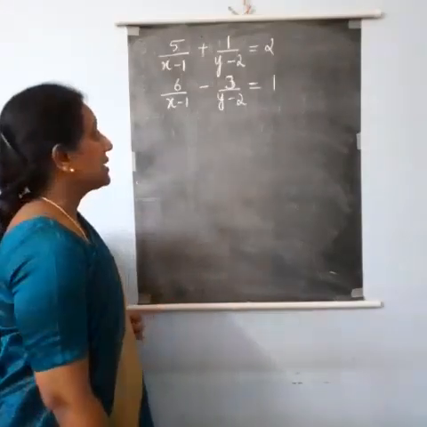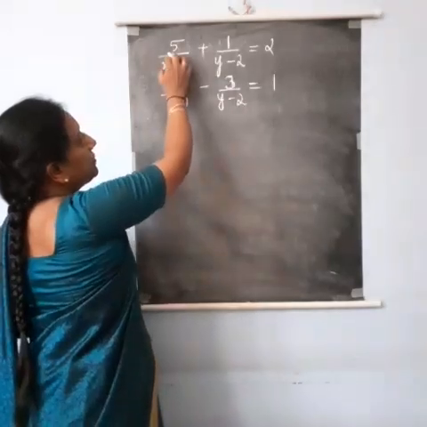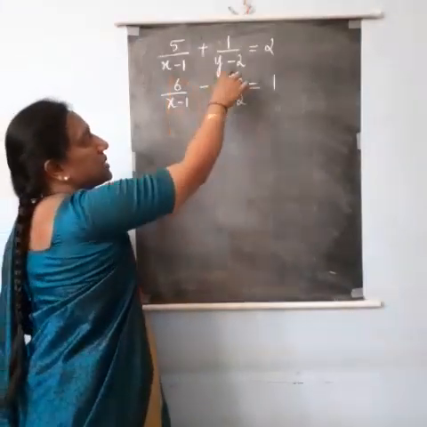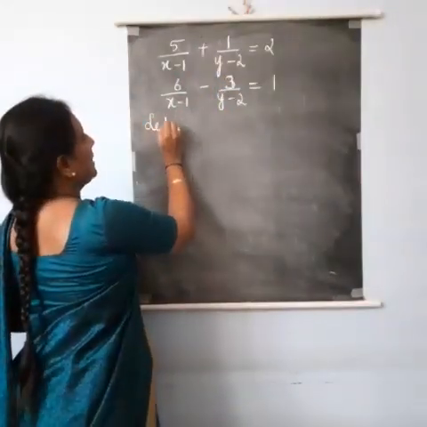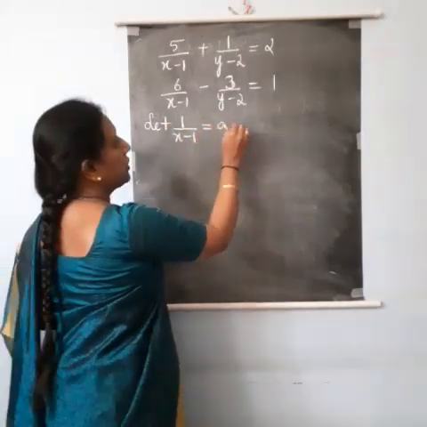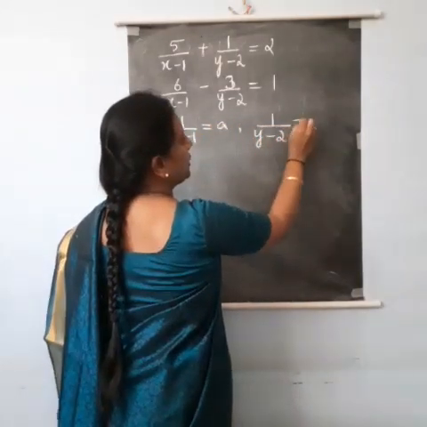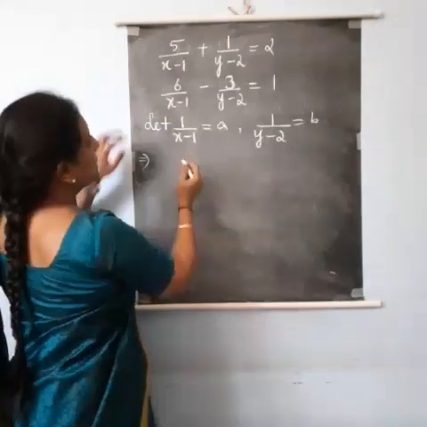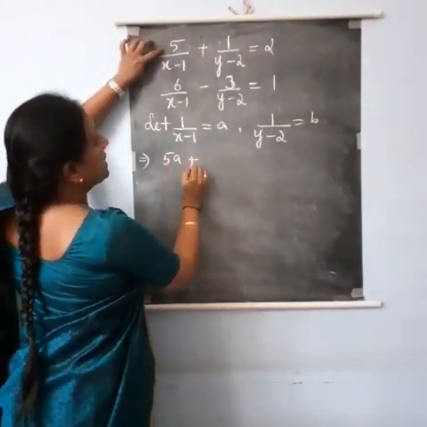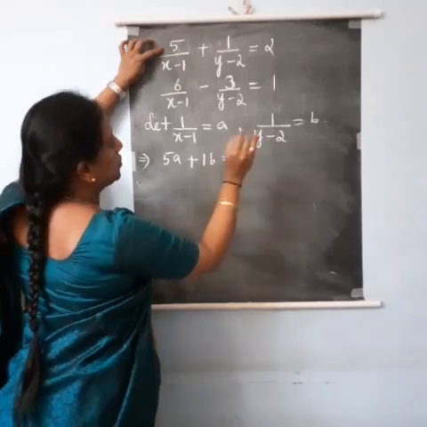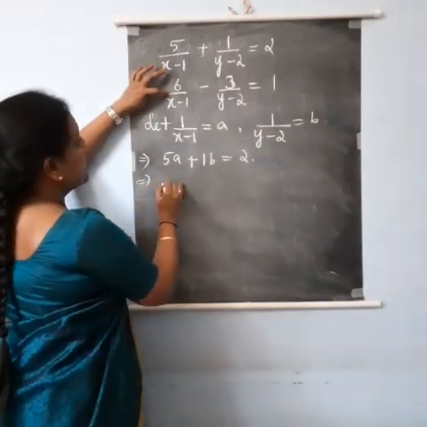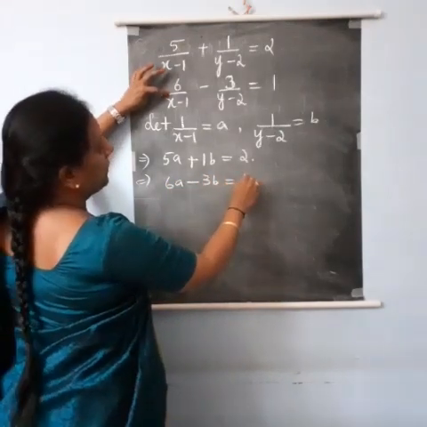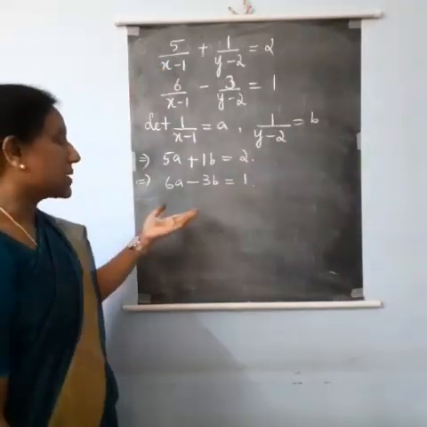So what we have to do in this case, once again, we'll have to get rid of this part in the denominator, then only we can solve, right? So what I am going to say, if you notice, these two will be the same and these two will be the same. So I am going to say, let 1 by x minus 1 equal to a and 1 by y minus 2 equal to b. When I substitute like that, what happens? In that case, the first equation will become 5a plus 1b equal to 2. And the next equation will become 6a minus 3b equal to 1. Okay. So now it has become very simple.